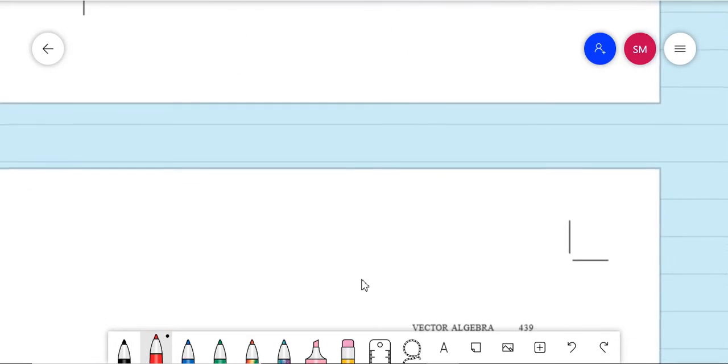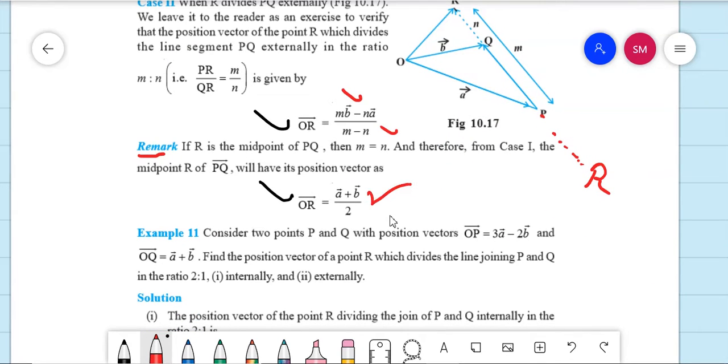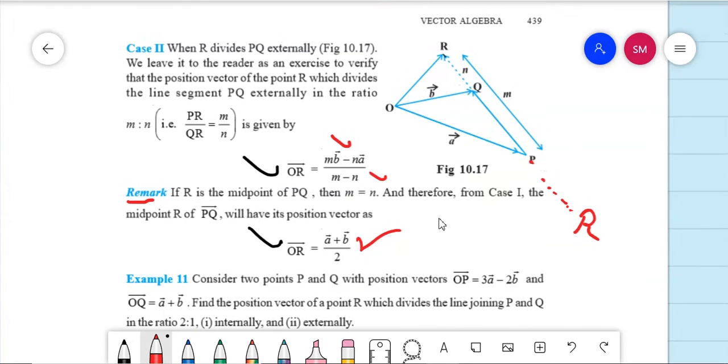Now if it is an external division, meaning R is outside, R may be on the left hand side or on the right hand side. In that case, the only small change is that I will use a minus sign, like that we will see in the formula also. And if R is a midpoint, then it is very easy: (a bar + b bar) by 2. The coordinate of R is the coordinate of P plus the coordinate of Q divided by 2. You will get it very easily.